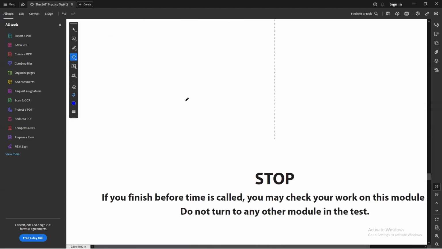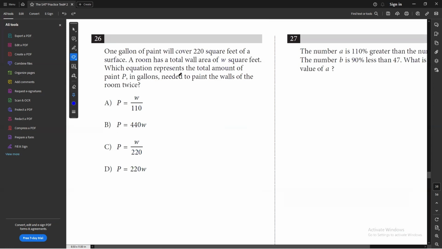Okay, these are the last two questions. Question number 26. 1 gallon of paint will cover 220 square feet of surface. A room has a total wall area of W square feet. Which equation represents the total amount of paint P in gallons needed to paint the walls of the room twice? So if 1 gallon covers 220 square feet of surface, and I have W square feet of surface, what is the amount of gallons I need to use for my surface area?